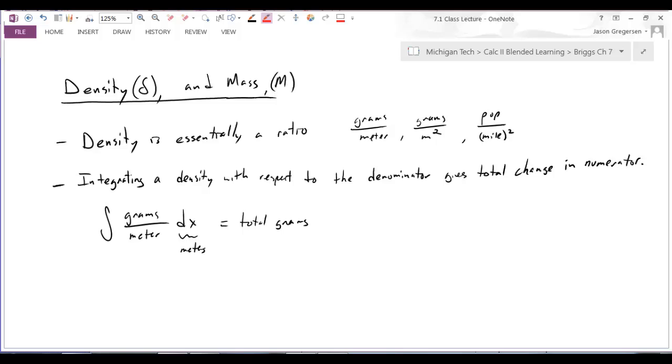We already saw this when we integrated a rate of change. A rate of change is kind of like a ratio. We integrated the change in position versus time with respect to time, and we got the change in position. If I were to integrate something that was given in terms of grams per meter, and if I were to integrate that with respect to meters, the result would be total grams. So that was kind of the big idea from the video.